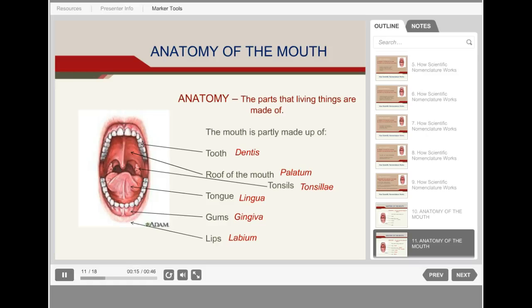For example, teeth, dentis; roof of mouth, palatum; tonsils, tonsillae; tongue, lingua; gums, gingiva; lips, labium. Therefore, a dentist is someone who has to do with teeth. Gingivitis is inflammation of the gingiva, etc.